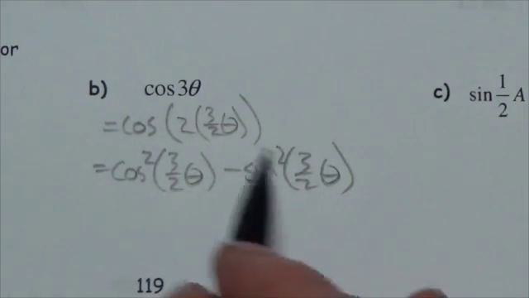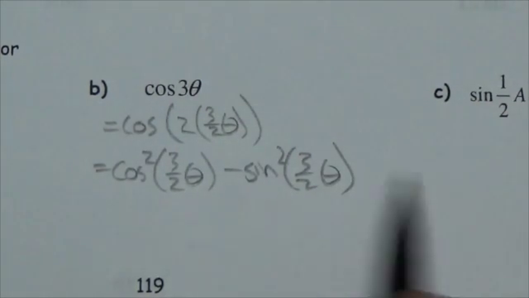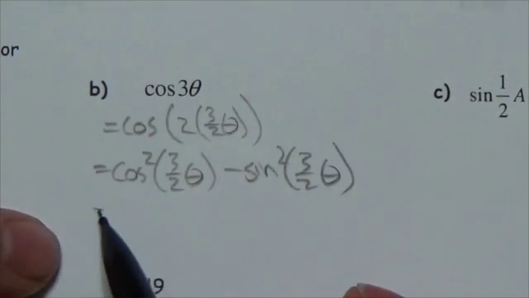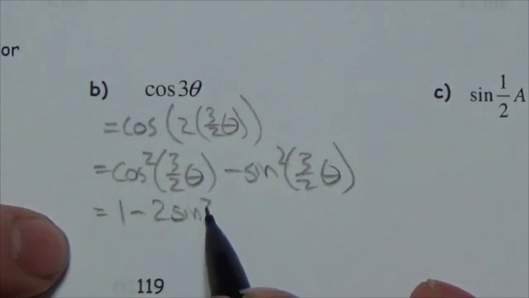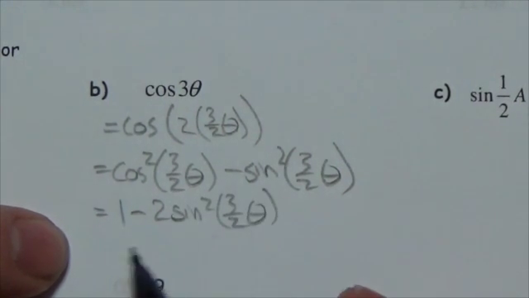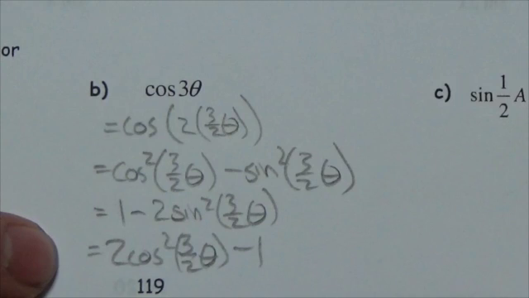This is the first one that you get when you double up the angle inside cosine. And so there we go. Now, again, we could have used one of the three other ones. In fact, maybe we should write this down here. This could be 1 minus 2 sine squared of 3 over 2 theta. Or it could be 2 cosine squared of 3 over 2 theta minus 1.